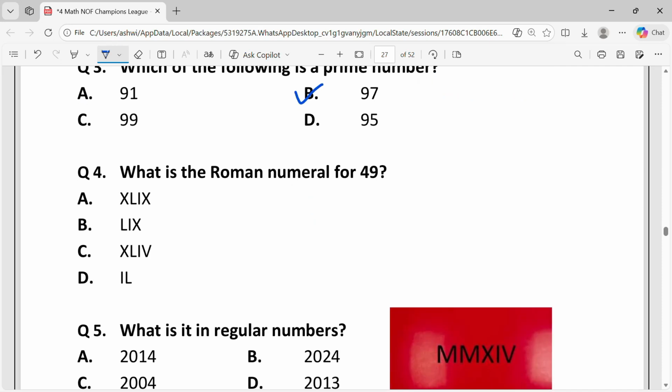Question 4. What is the Roman numeral for 49? XL denotes 40, and IX denotes 9, which together is XLIX. That is option A.